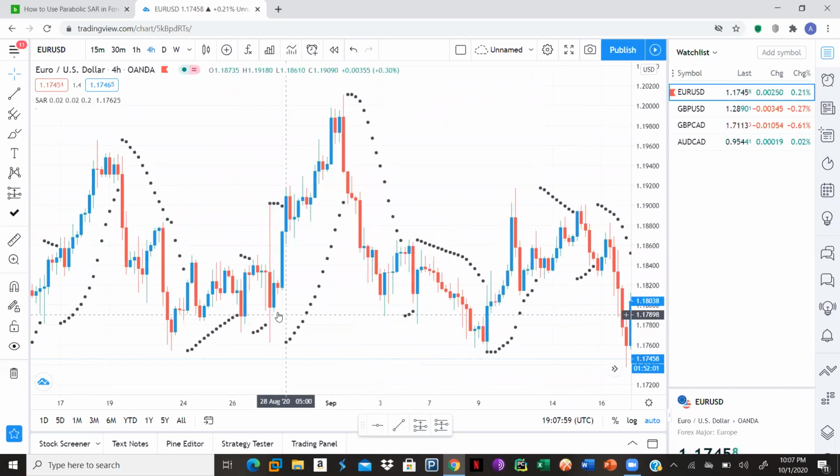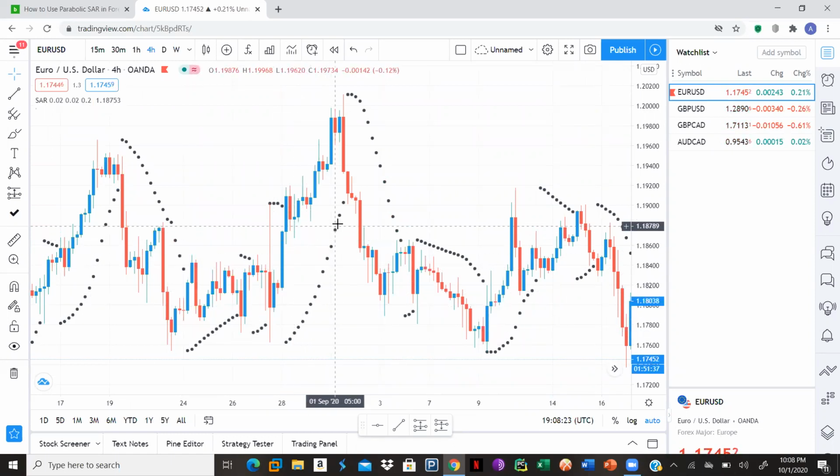Let's look here. When this market was forming a blue candle, at the beginning only three dots were formed. One dot and then another dot tell the trader that the downtrend has ended. Now the trend has changed to an uptrend. As it was going up, the dots increased.